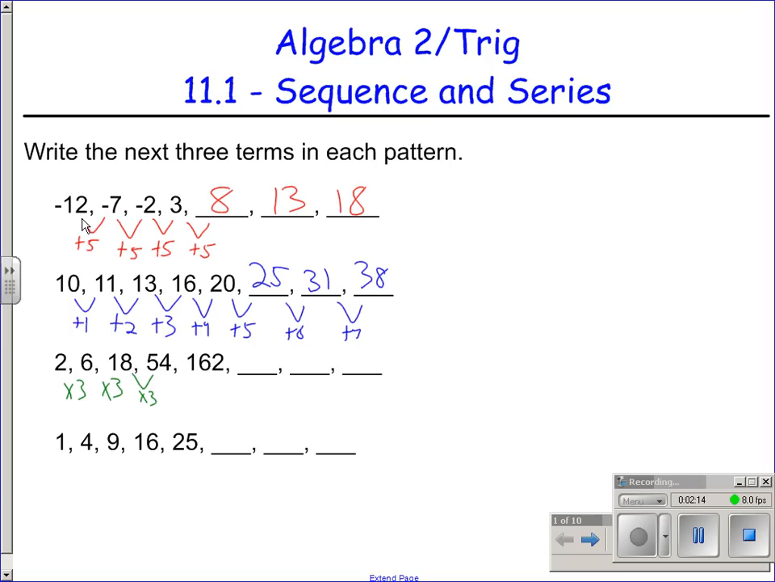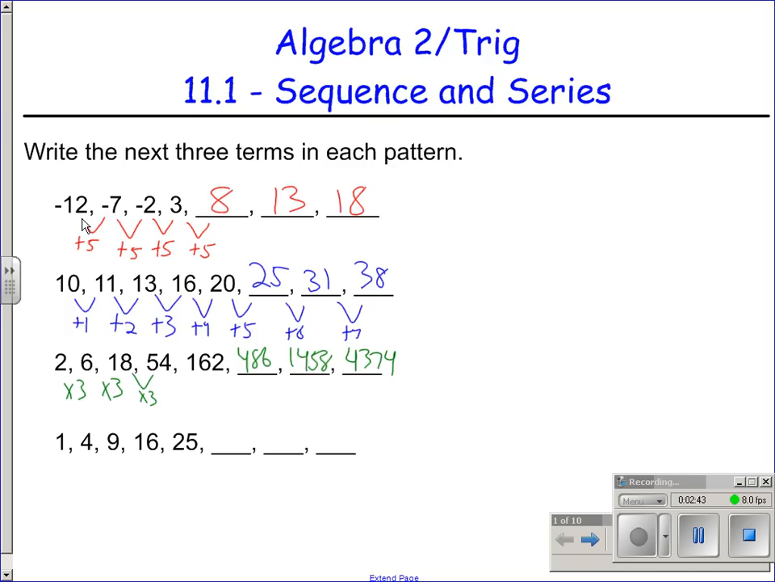Let me get the calculator out. 180, well, let's see. 300 plus another 180, 486, I think. 162 times 3 is 486. 486 times 3 again is 1458. 1458 times 3 again is 4,374. Okay, there's that pattern.